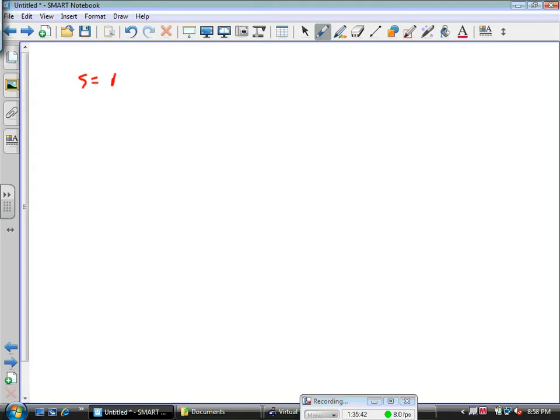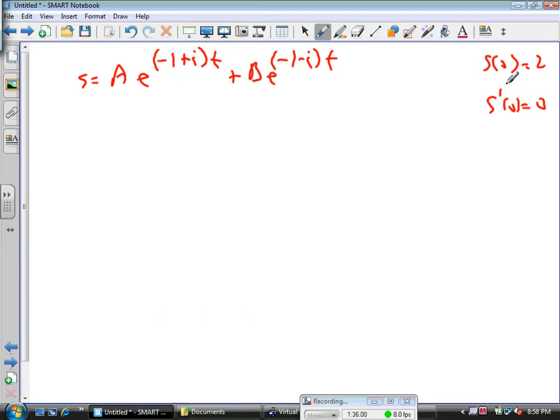So I have S equals A e to the negative 1 plus i t plus B e to the negative 1 minus i t. Now here are the initial conditions. S of 0 is 2, and S prime of 0 is 0. Now remember, that's the easy case. When t is 0, and when one of these is 0, that usually makes life easy. So I'm focusing on the complex stuff.